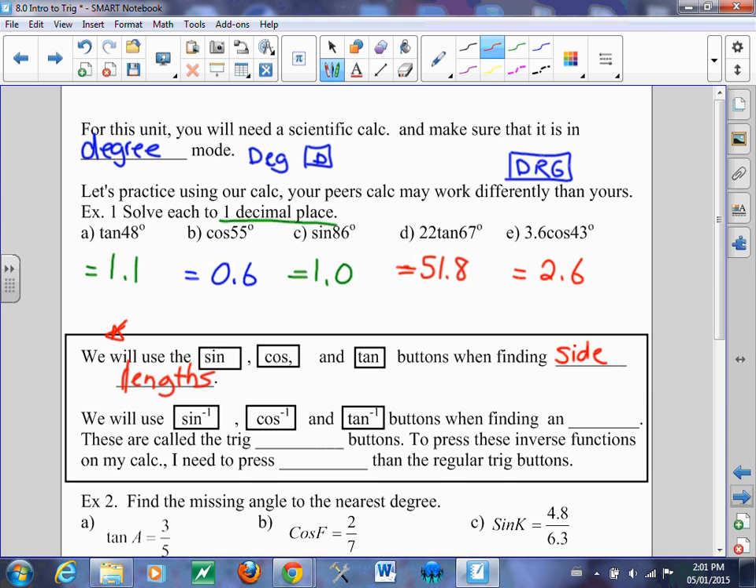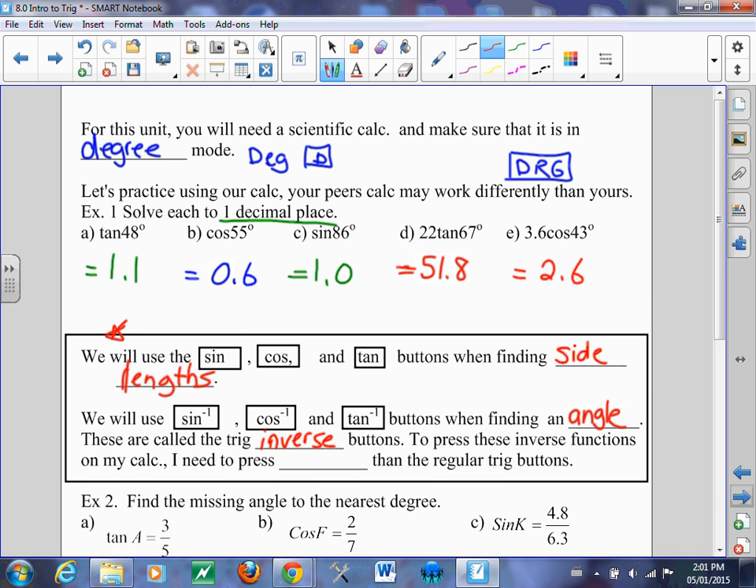Ladies and gentlemen, look in your calculator right now. Above sine, cos, and tan, there's writing in yellow or blue, depending on what color your calculator is. Usually it's yellow or white or orange. You'll see what's called sine inverse, so sine to the -1, cos to the -1, and tan to the -1. You use those buttons when you're finding an angle. These are called trig inverse buttons.